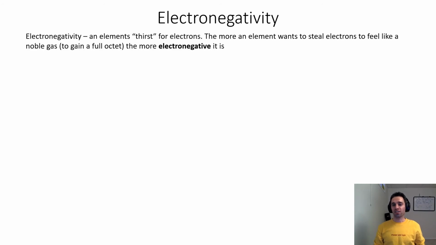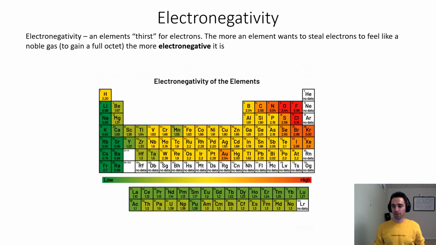And that brings us to the concept of electronegativity. The idea of this is the following. Electronegativity is an element's thirst for electrons. The more an element wants to steal electrons to feel like a noble gas, to gain a full octet, the more electronegative it is. This is a periodic table with all of the electronegativity values written in for each element. The greater the number, the higher the electronegativity, the greater that element has a thirst for electrons.